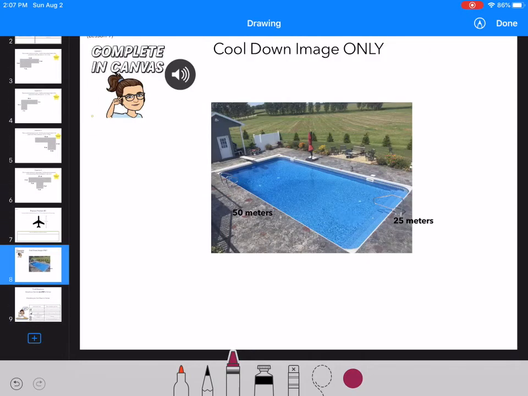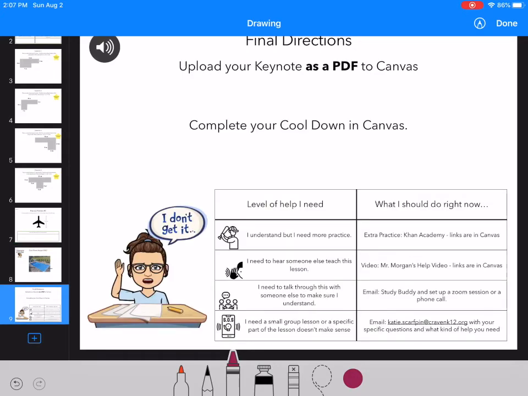From here, I'm giving you a picture of a swimming pool. I want you to answer the question that's in Canvas. You're always welcome to draw on this to help you solve the problem, but I need you to answer the question in Canvas. Then here are your final directions. I need you to upload as a PDF. I need you to complete your cool down.